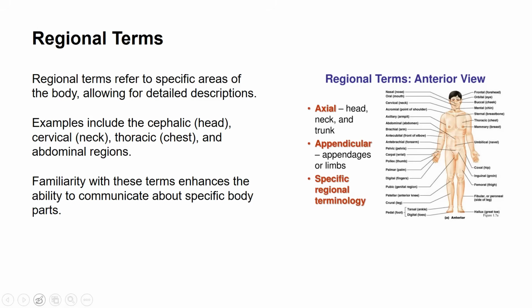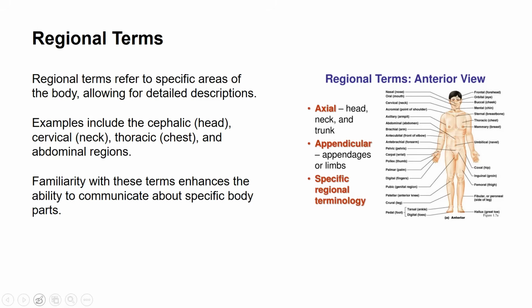So you see, the regional terms are divided into three: we have axial, we have appendicular, then we have specific regional terminology. The axial is divided into head, neck, and trunk. Then appendicular comprises appendages or limbs, the forelimbs and upper limbs. So these are the divisions of the regional terms.